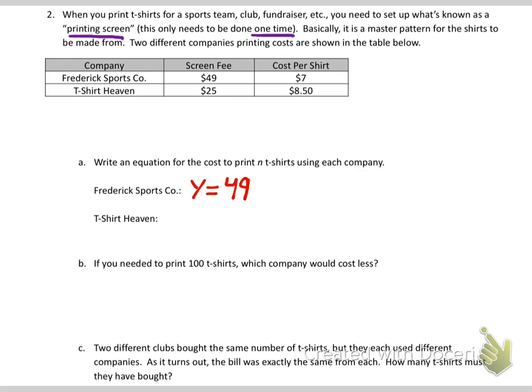See the word per? So I'm going to write down y equals, for the Frederick Sports Company, 49 because that's the screen fee, that's the one-time fee, plus the rate per shirt, so 7 times n. And they said write an equation for the cost to print n t-shirts using each company. So we want to put 7 because it's 7 per shirt, and n shirts, 7 times n is that cost of the shirts, and then the 49 is how much you start with. For the T-Shirt Heaven, the print screen, the one-time cost is $25, and it's $8.50 per shirt, so $8.50 times n. Here are our 2 equations.